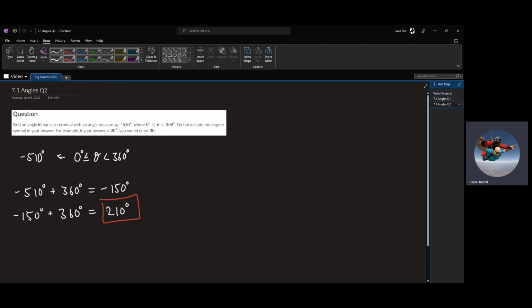If we added another 360 degrees, then we would now be somewhere over here, greater than 360. So we'd have gone too far. So 210 degrees is an angle that is equivalent, or terminates in the same place, as negative 510 degrees.